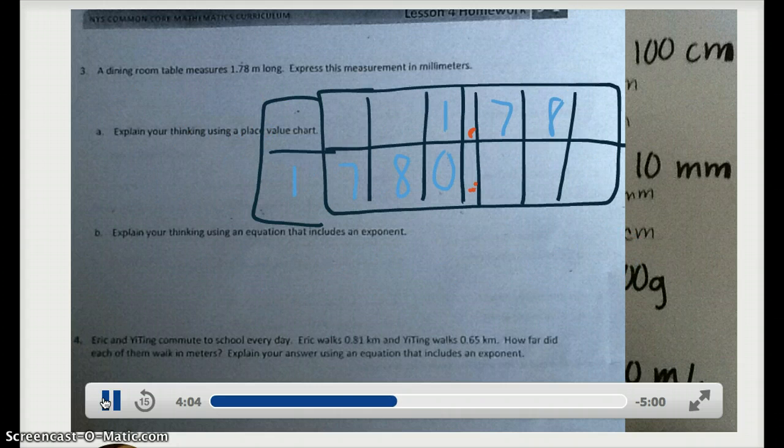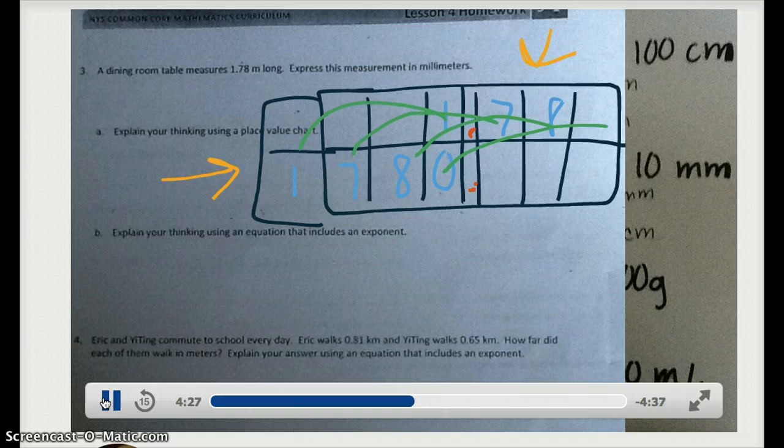Now it says, explain your thinking in a place value chart. So in my place value chart, I put my 1.78 meters right here. And then in my next row, in the bottom row, I put 1,780. I know where the decimal point goes, and I know that the value of the 1 increased by 3 place values because I multiplied by 1,000.